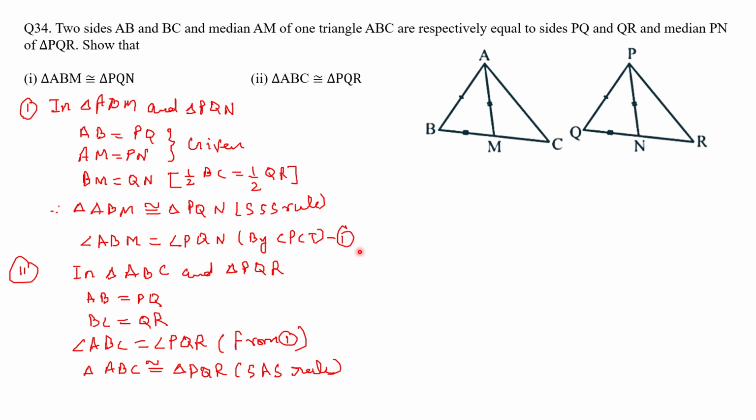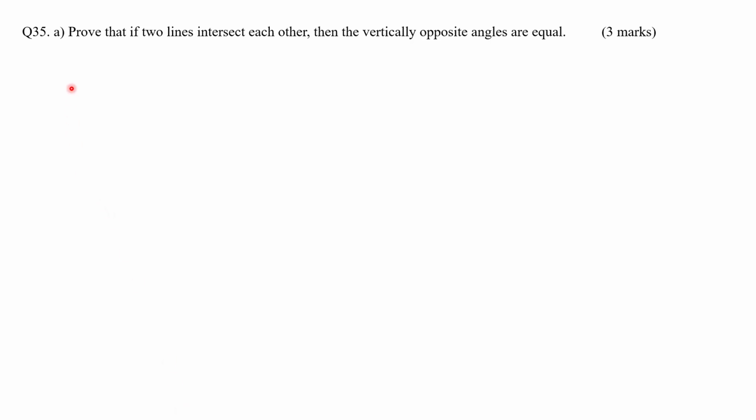Now I'm moving to question number 35. Prove that if two lines intersect each other, then the vertically opposite angles are equal. Now question 35 I have divided in two parts. A part is a 3-mark question. This is a small proof. And B part will have another question. So first of all, let's draw a figure of it.